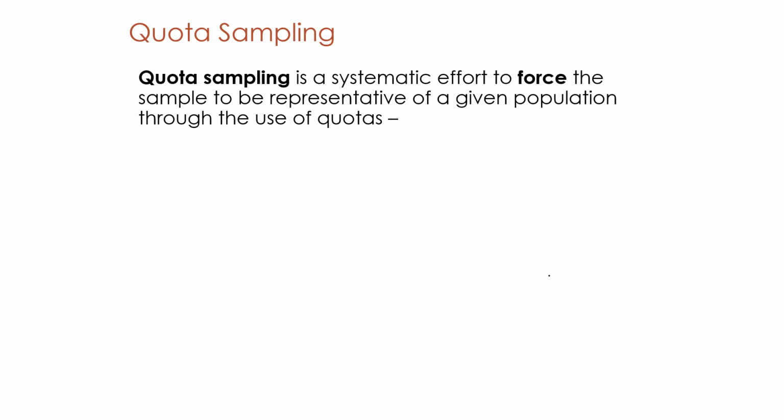The next type of sampling we're going to talk about is quota sampling. So here you want your data to be representative of your population. So the quota sampling space, which is the entire population, is where you're going to pick some of those out.